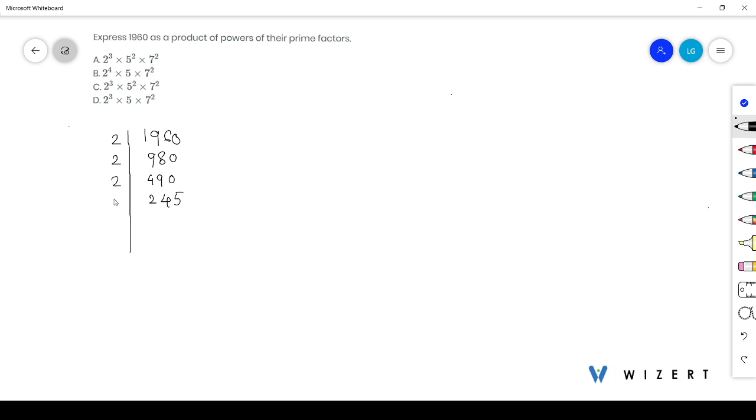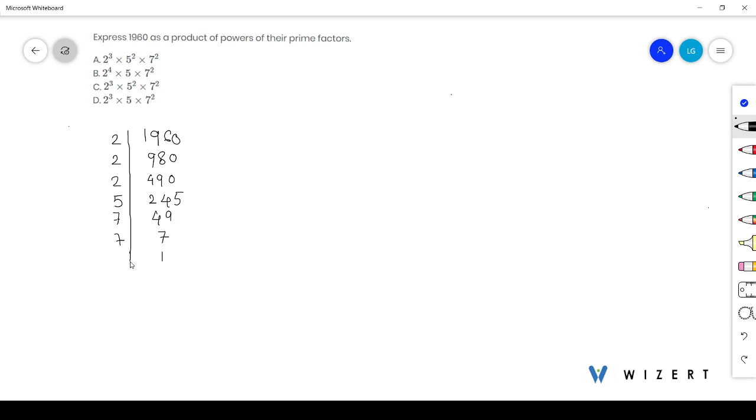Now after 2, we can divide this 245 by the prime number 5. So 245 by 5 is 49. Now we can divide this 49 by prime number 7. So 49 by 7 is 7. 7 by 7 is 1.